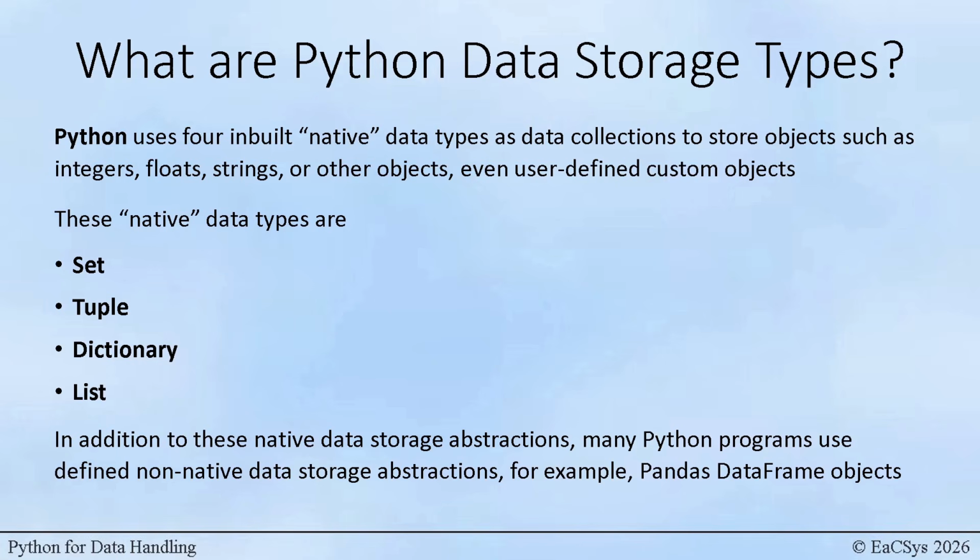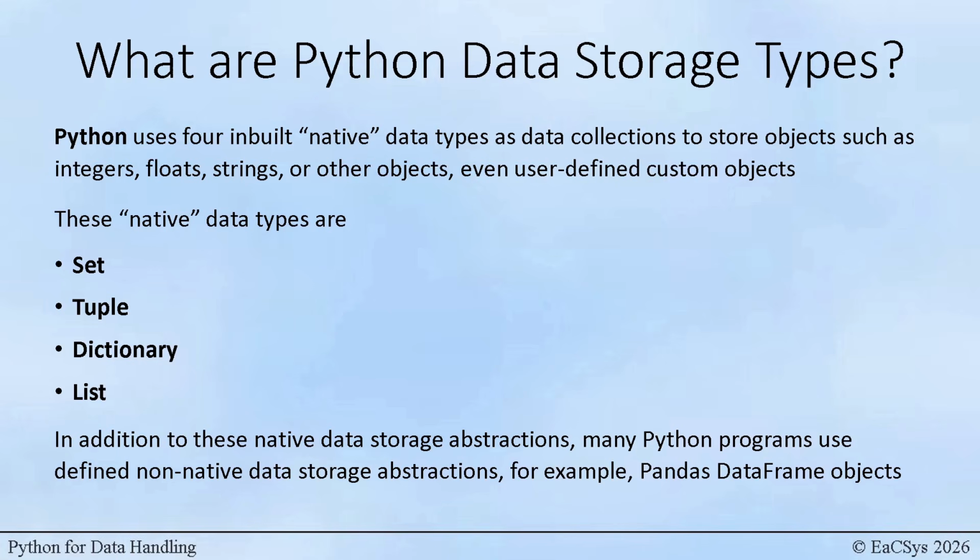So what are Python data storage types? We can say that Python uses native data collection data types to store objects such as Python integers, floats, strings, or other custom-defined objects. And these defined objects can be files, images, or any Python native user-defined or program-defined object. And when we say that a data storage abstraction is native to Python, we mean that it belongs to or is a part of the Python programming language and coded into Python itself.